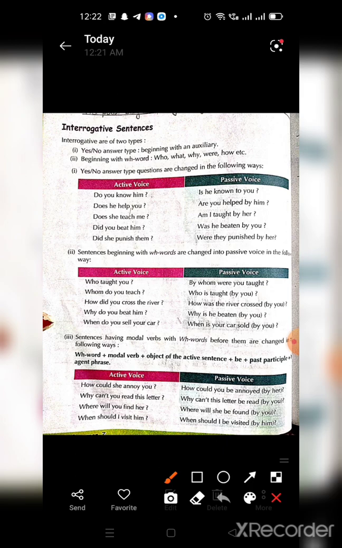Let's see how to change interrogative sentences. Okay, so interrogative sentences can be of two types. One is the yes/no answer type question, and another is the WH question. So first we need to know which are yes/no answer type questions.